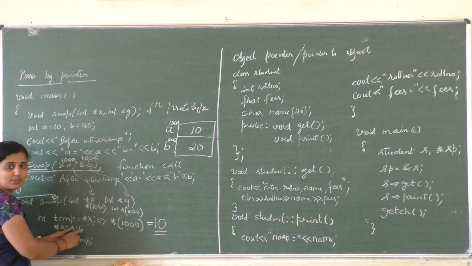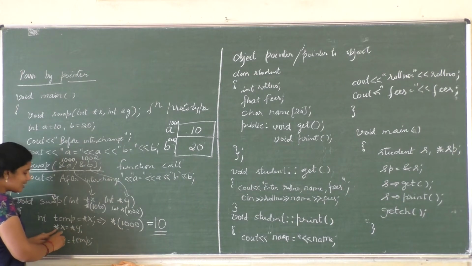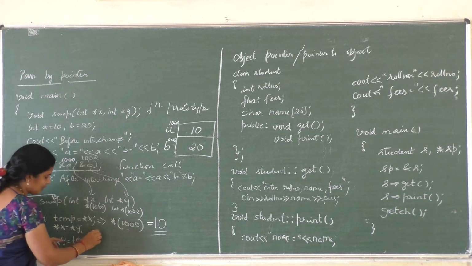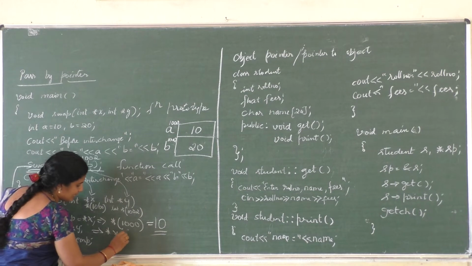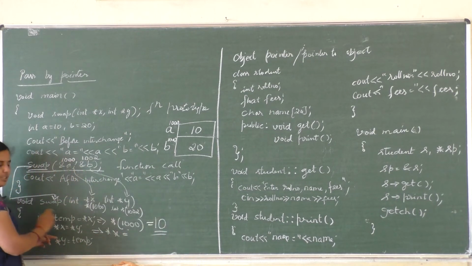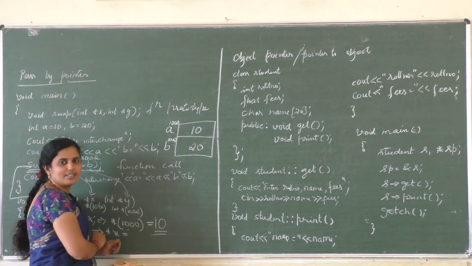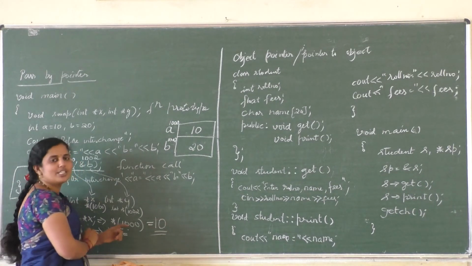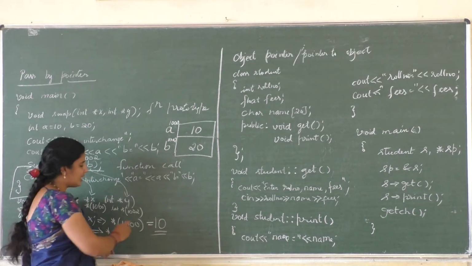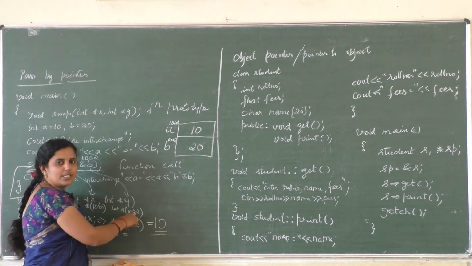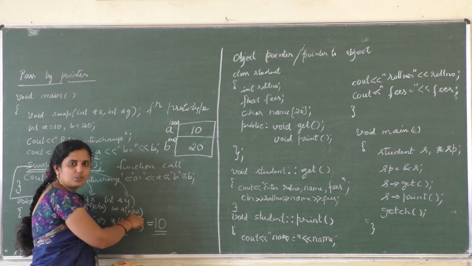Next, star X is equal to star Y. I'll write like this, star X equal to star Y. What is star Y? The value which is stored in the Yth memory location. What is Y then? Y is 1002.